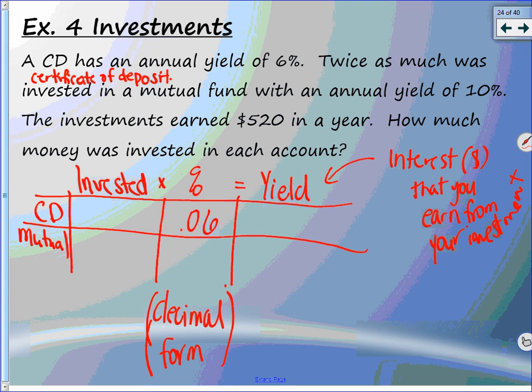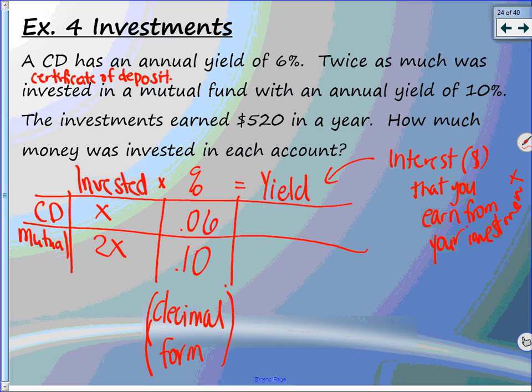And it says I have a CD annual yield of 6%, twice as much as invested in a mutual fund. How much money was invested in each account? Well, that means I don't know how much was invested. So CD I'm going to call X, mutual fund I'm going to call 2X, because it said twice as much was invested in the mutual fund. And I don't know either of them, so it's easier for me to call one X and the other 2X than calling one X and one half. Then we have to deal with fractions. This is 10% or 0.10. You could also write that as 0.1.